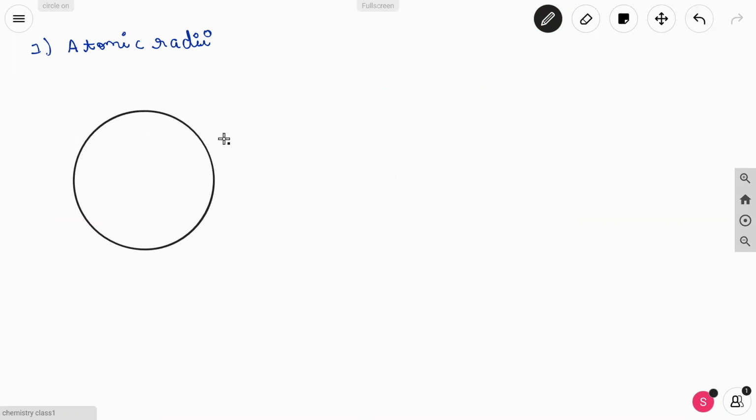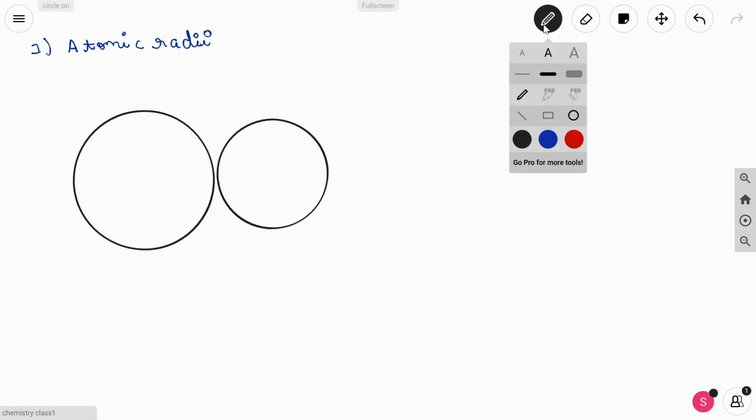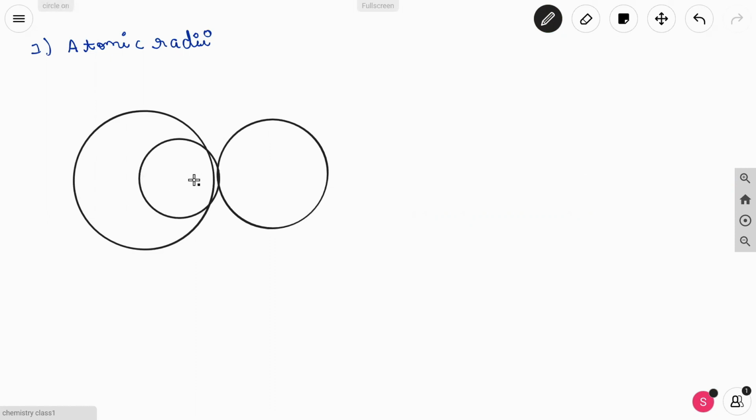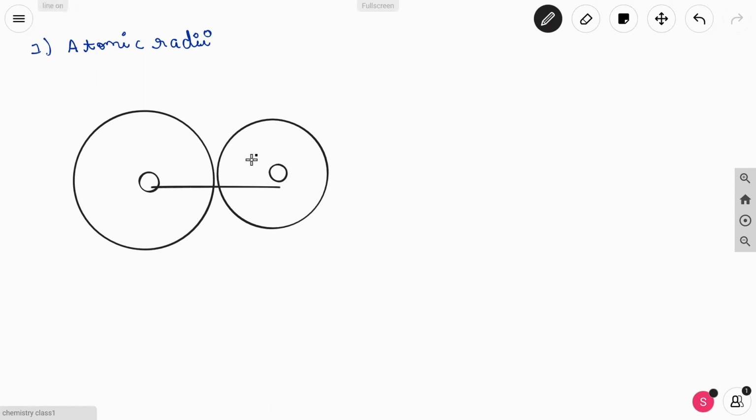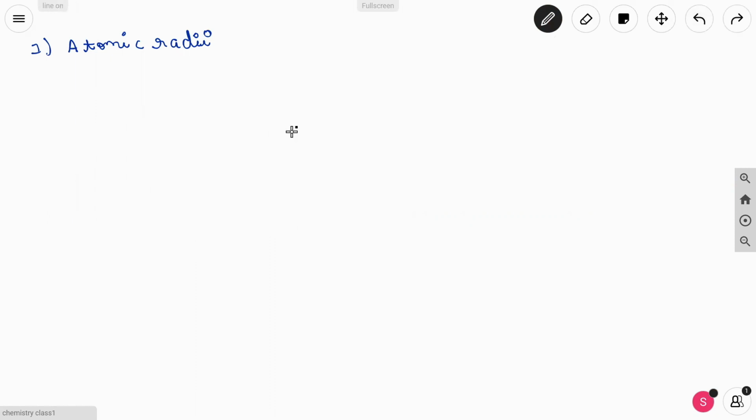And for ionic bonds, the ions are close together after losing electrons. So they just calculate the distance between the two, and then we use it as the atomic radii. Yes, that's atomic radii.